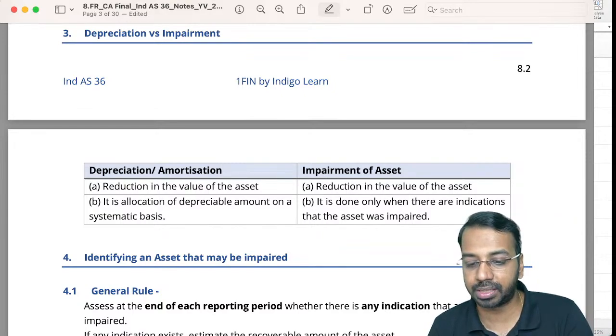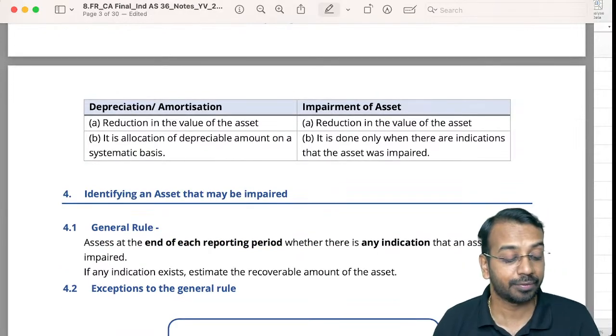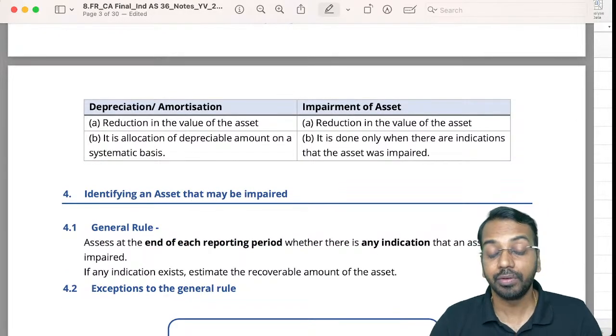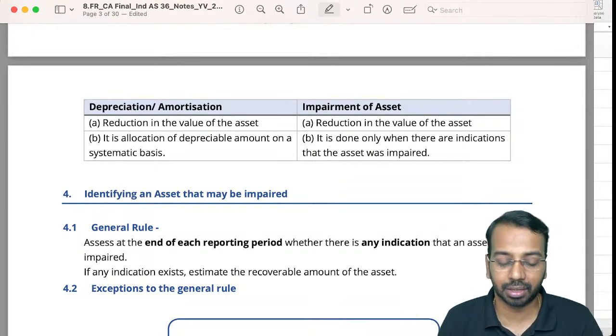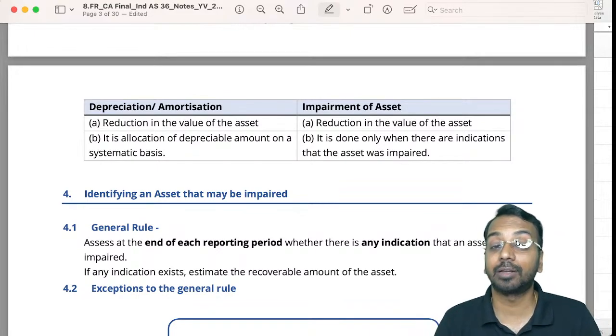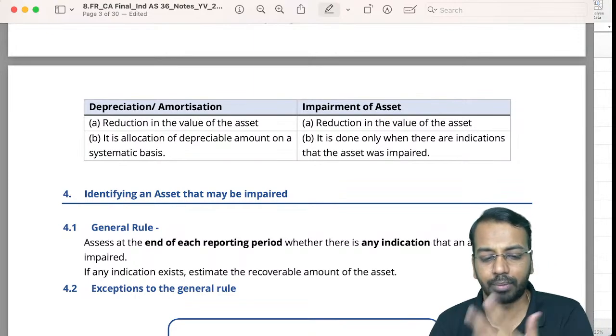Sir, for administrative asset, can we estimate value in use? If we cannot estimate the value in use for an independent asset, we will understand a concept called cash generating unit. Okay, so there we will keep on aggregating the assets and calculate the value in use for the cash generating unit as a whole, CGU. Will come to that. Okay.